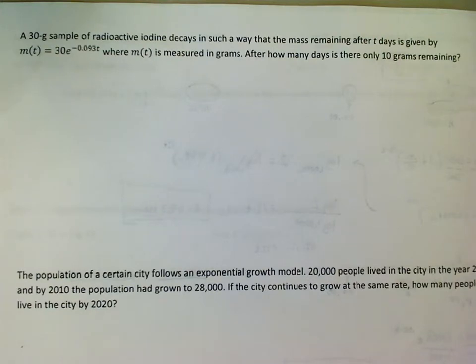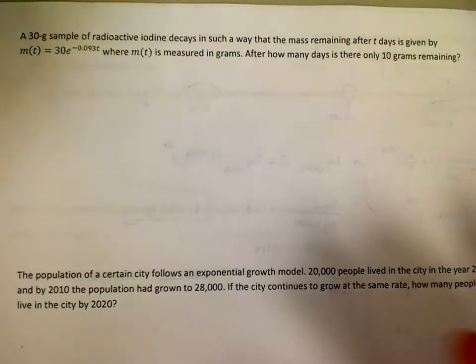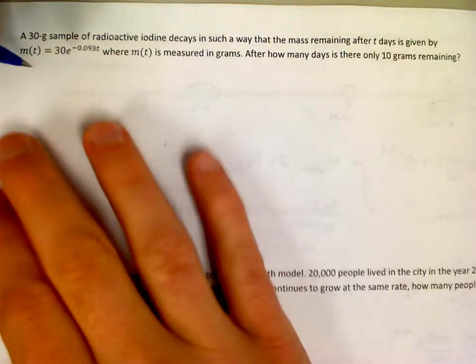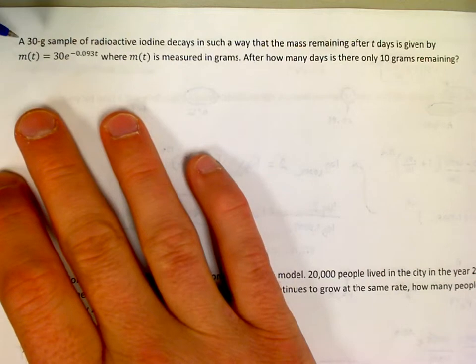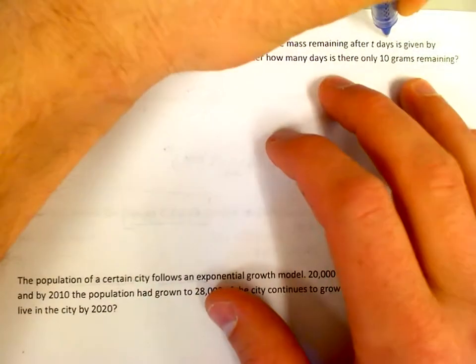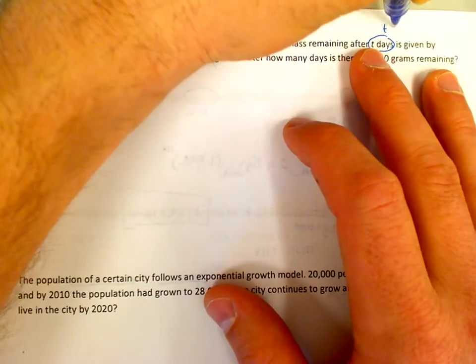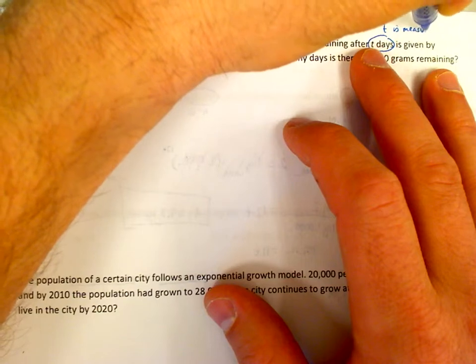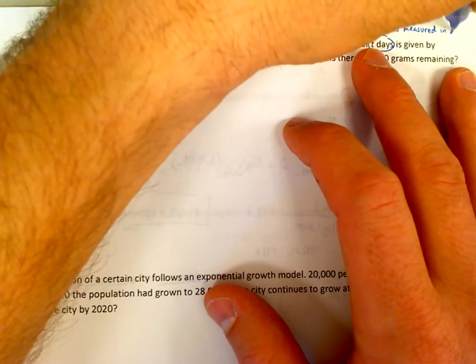Hi guys, in this video I'm going to be working through a radioactive decay problem. Before we get going, I just want you to understand that this is like our bank account problem stuff. As you look at this formula, it says a 30-gram sample of radioactive iodine decays in such a way that the mass remaining after T days, which by the way is big because that tells us T is measured in days. That's going to be our unit later on, okay?